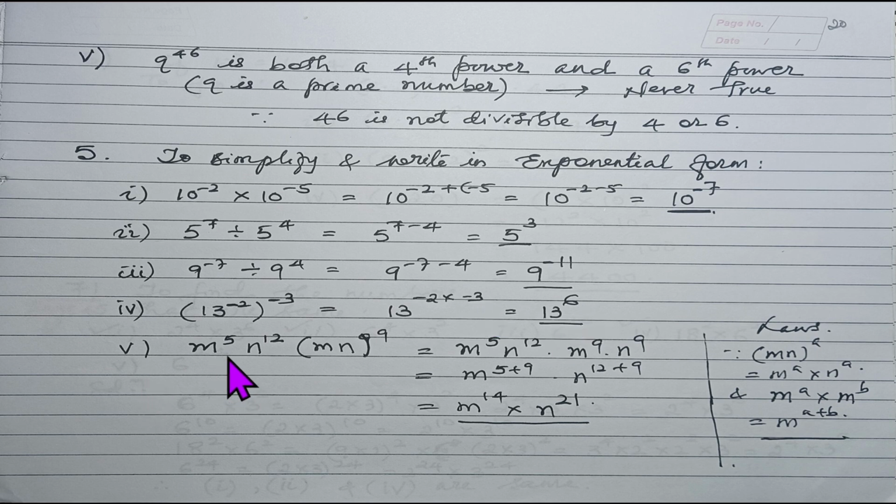And here we have m raised to 5 n raised to 12 into mn raised to 9, is m raised to 5 n raised to 12, m raised to 9 into n raised to 9, because we know that mn raised to a will be m raised to a into n raised to a. And therefore now we have m raised to 5 and m raised to 9, 5 plus 9, and n raised to 12 plus 9, and therefore the answer is m raised to 14 into n raised to 21.